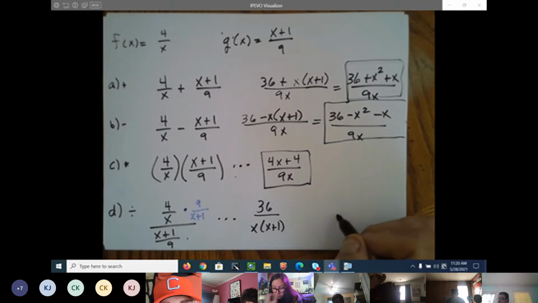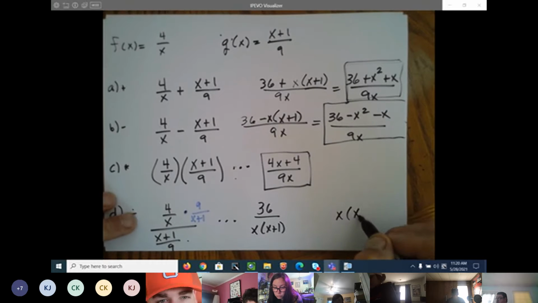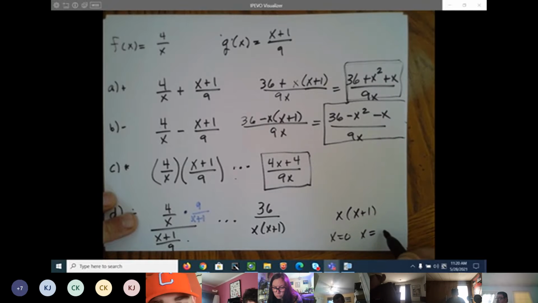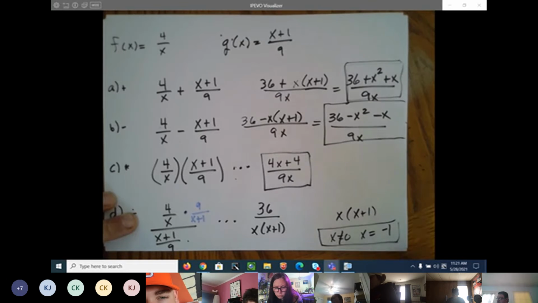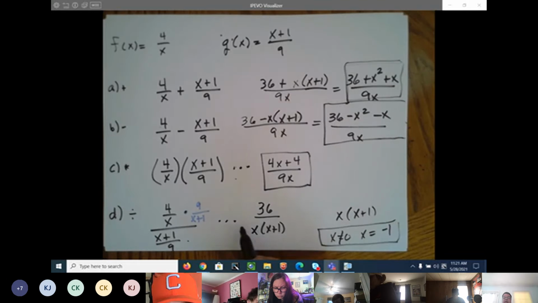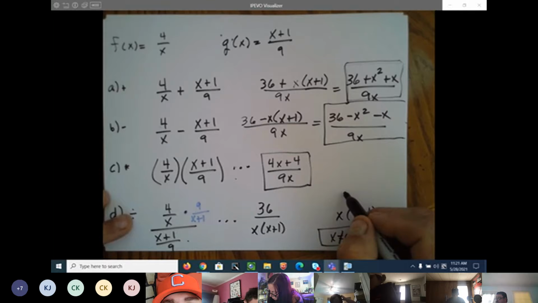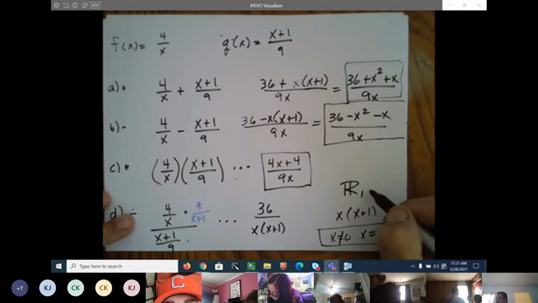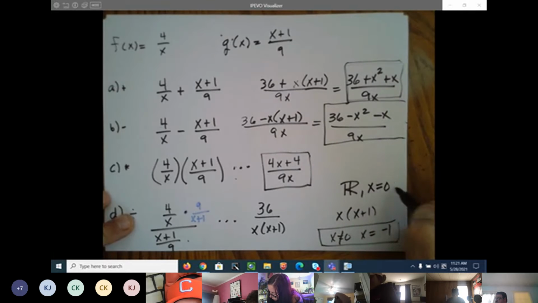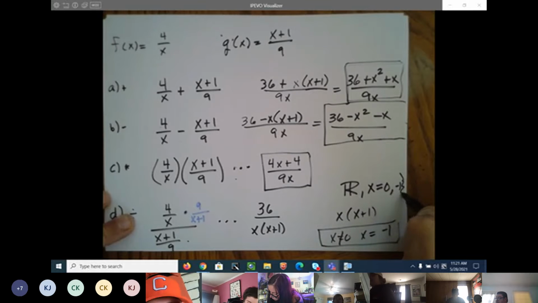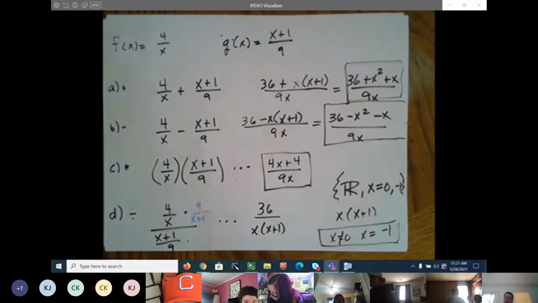And the denominator set equal to 0. X is equal to 0. X cannot equal negative 1. So x cannot equal 0 and x cannot equal negative 1. So the domain for this function right here is all real numbers except x cannot equal 0 and negative 1. I'm not writing all those parentheses and unions. I'm just going to write that.